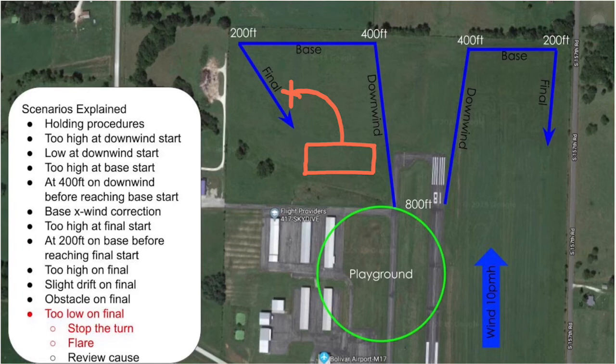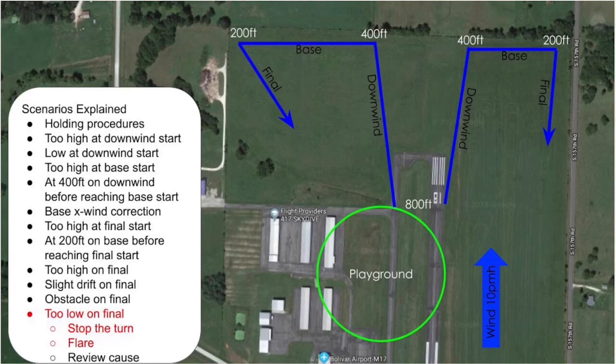Once you stop the turn, if you don't have enough altitude to let the canopy fully recover, you'll have to flare anyway while still in a partial turn. The key is to do the flare 10 to 12 feet above the ground if possible.